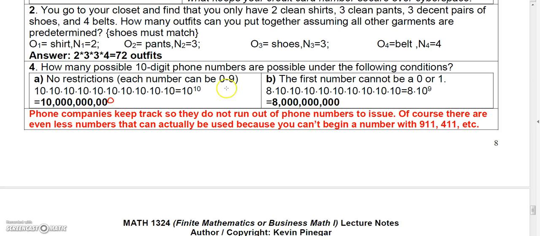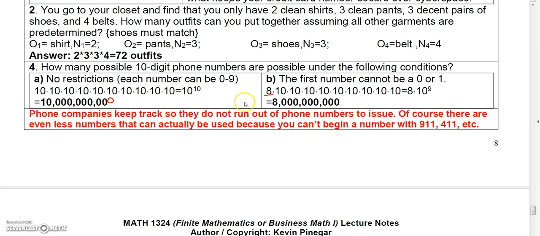So it should be 10 million. And then if we put a restriction on the first number and said the first number could not be a 0 or 1, then all that would change is that the first number would only have 8 possibilities, but the other numbers would still be back to 10. So if you multiplied that out, you would get 8 times 10 to the 9th, which is actually 8 million possibilities.